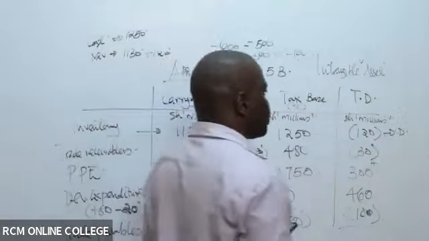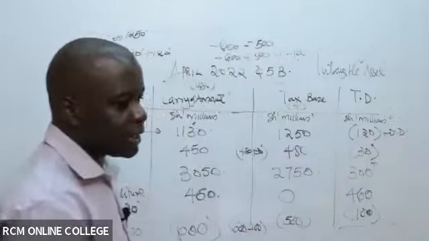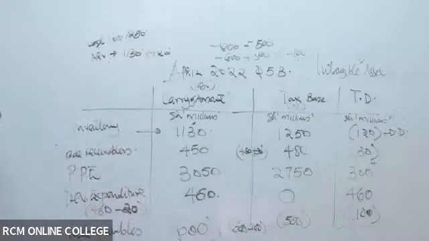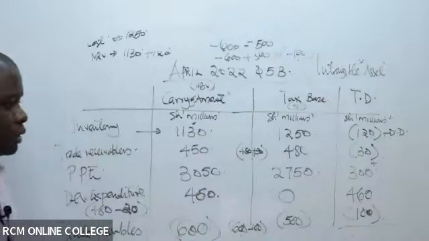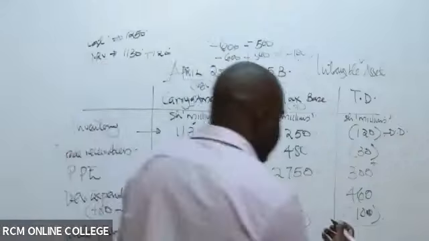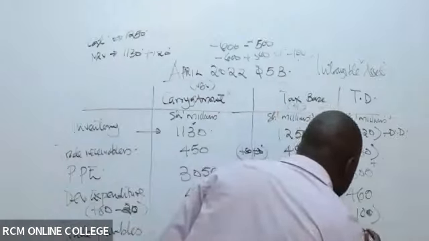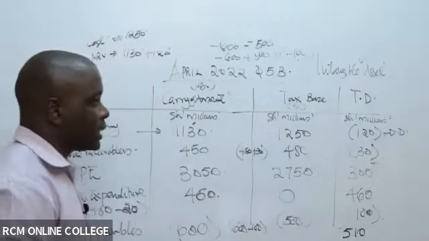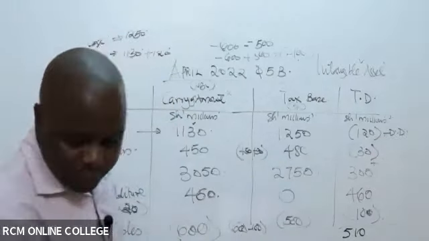So you can get the total. The total in this case will give you the total temporary difference. So what is the total temporary difference? The total temporary difference is 510. It's actually 510. So that is the total temporary difference.